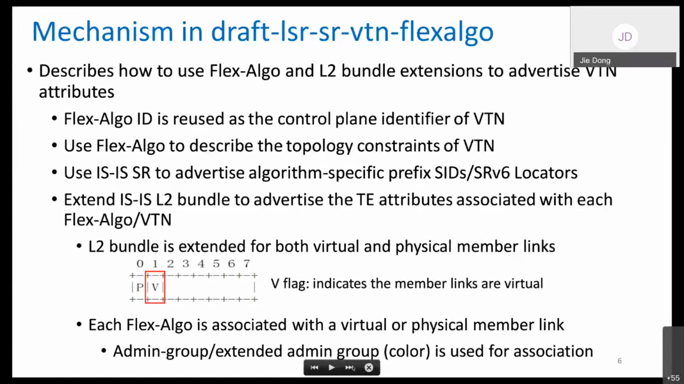So we define a new flag in the layer 2 bundle attribute, which is called the V flag. When it is set, it indicates that the member links of this layer 2 bundle are virtual links. They're not the layer 2 physical members. We can generalize the layer 2 bundle for the TE attributes advertisement and also to associate a specific virtual or physical member link with a Flex-Algo. This is the extension for this draft. For the other parts of this draft, we just try to reuse existing Flex-Algo mechanisms. Okay, next slide.